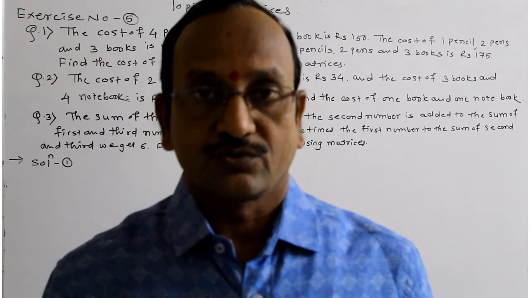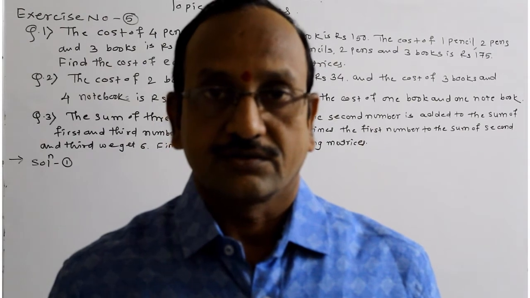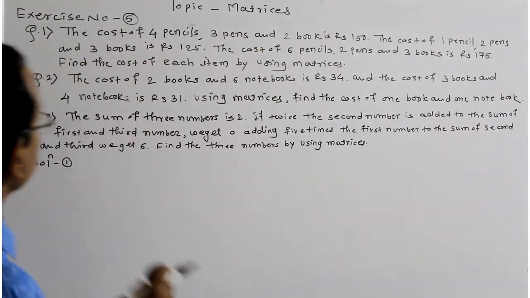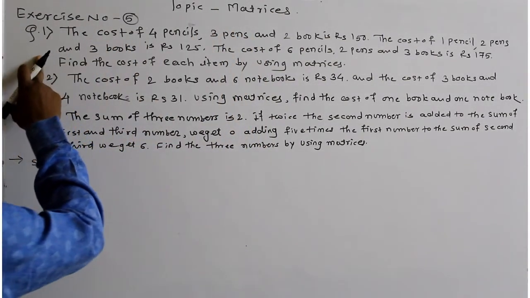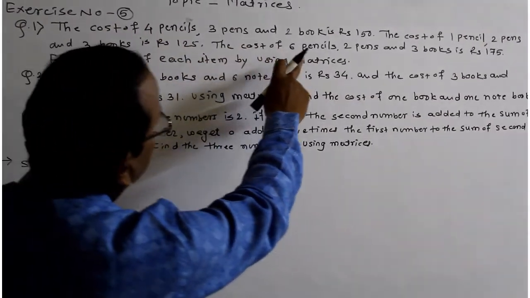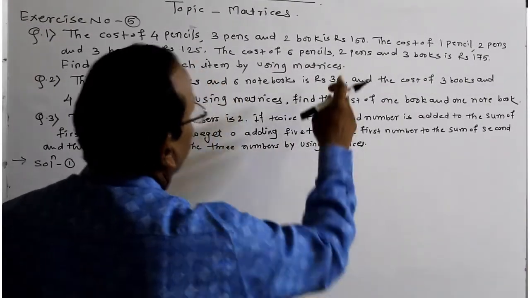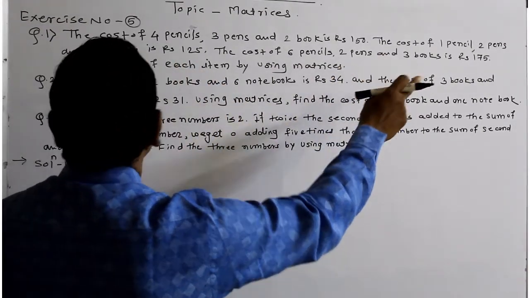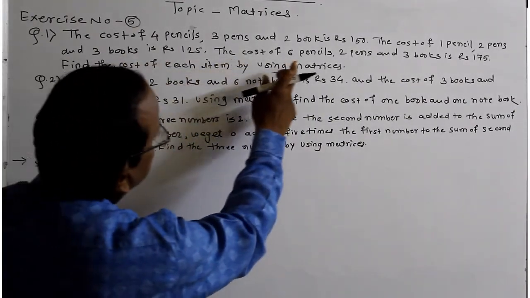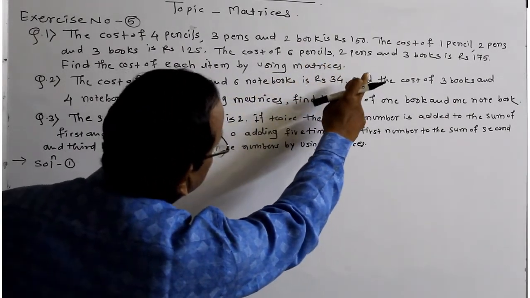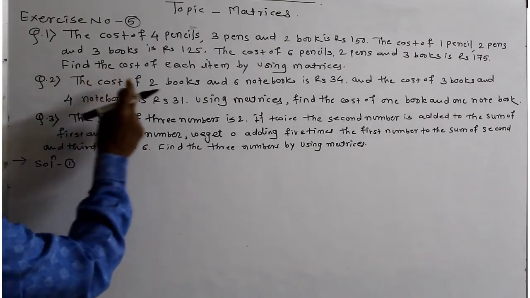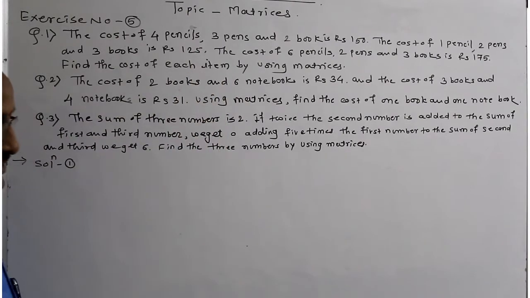Now today we are going to start exercise number 5, word problems. Let us consider the first question. The cost of 4 pencils, 3 pens and 2 books is rupees 150. The cost of 1 pencil, 2 pens and 3 books is rupees 125. The cost of 6 pencils, 2 pens and 3 books is rupees 175. Find the cost of each item by using matrices.